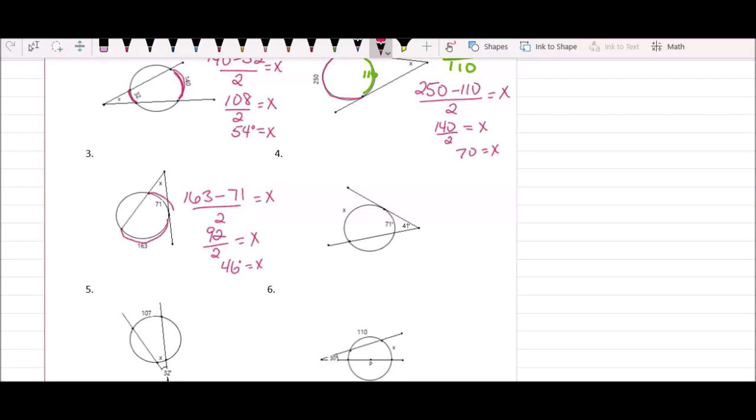Okay, now number 4, we have the same situation, but we're looking for the outer arc measure. So just follow the same order in the formula. Outer arc is X minus the inner arc divided by 2 equals the angle, which is 41. So now we're going to multiply both sides of the equation by 2, which will cancel out that 2. X minus 71 equals 82, and then add 71, so X equals 153.